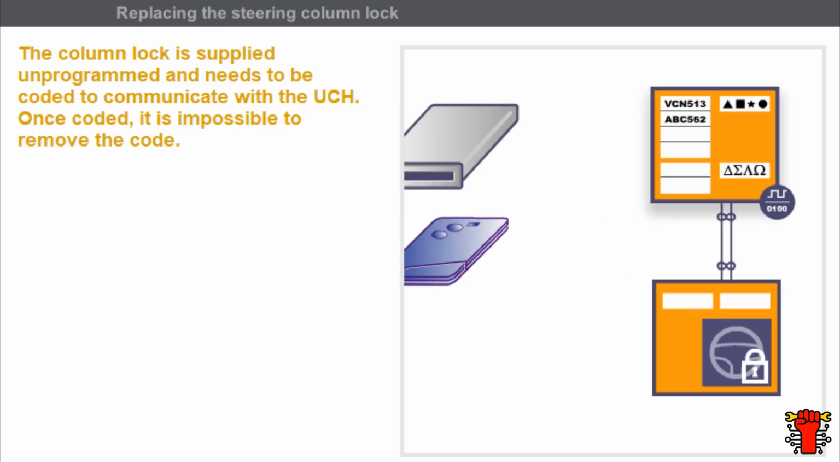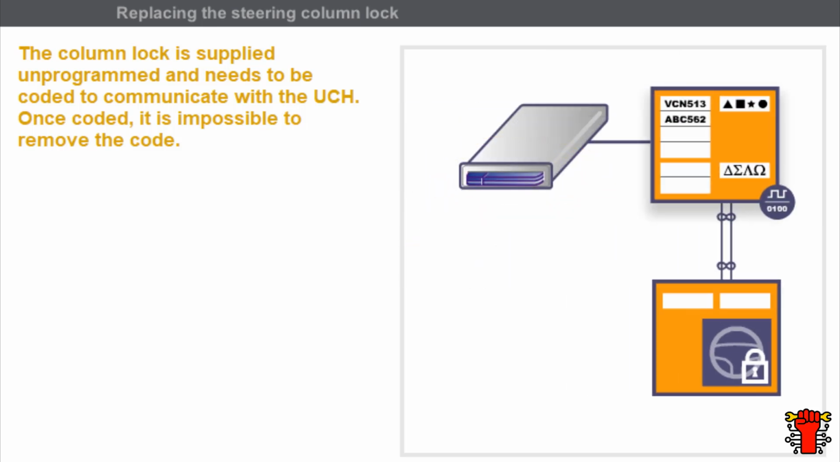As soon as a valid card is entered in the card reader, the column lock is automatically coded after its replacement in accordance with the correct procedure. It is impossible to erase the code stored in the column lock. The column lock is attributed definitively to the vehicle.